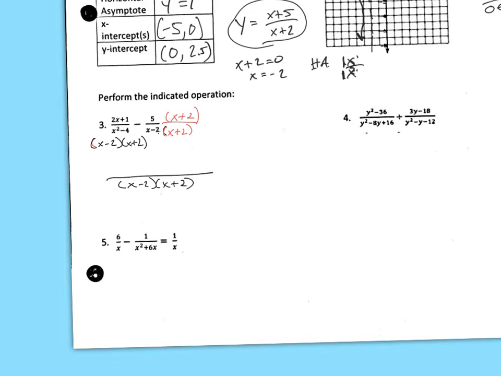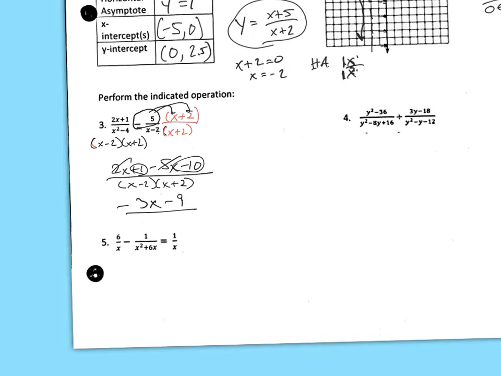So the first one's fine. The first one's going to say 2x plus 1. Now I would take this -5 and do it all in one step. Distribute that -5. So we get -5x minus 10. The only thing left to do is combine like terms on the top, see if anything will cancel. So 2x minus 5x, -3x, +1 and a -10, that's a -9.